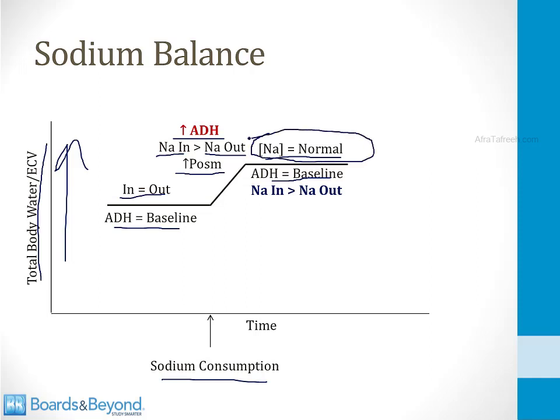So what we've done now is, by releasing more ADH and retaining water, we've kept the plasma sodium concentration normal. But we still haven't fixed the sodium balance problem. We're still taking in more sodium than we're putting out. So now what we need to do is talk about how the body fixes this problem, and that involves the renin-angiotensin system and the sympathetic nervous system.